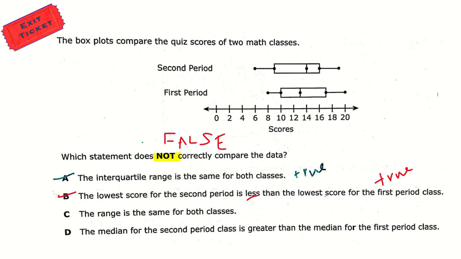All right, C. The range is the same for both classes. Range means we're finding the difference between the two endpoints, right? The extremes. So that would be 19 minus 6, which is 7. And this one's going to be 20 minus 8, which is 12. No, the range is not the same. So this would be our false answer.